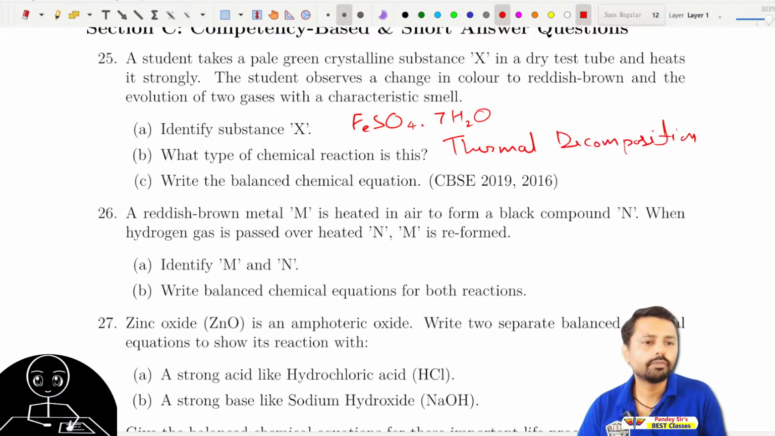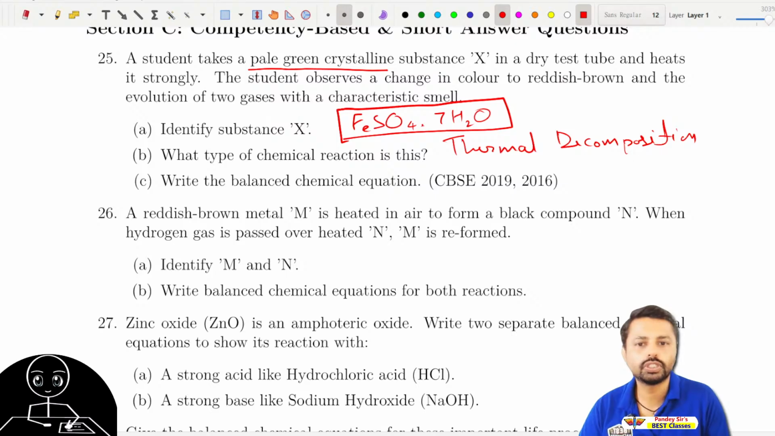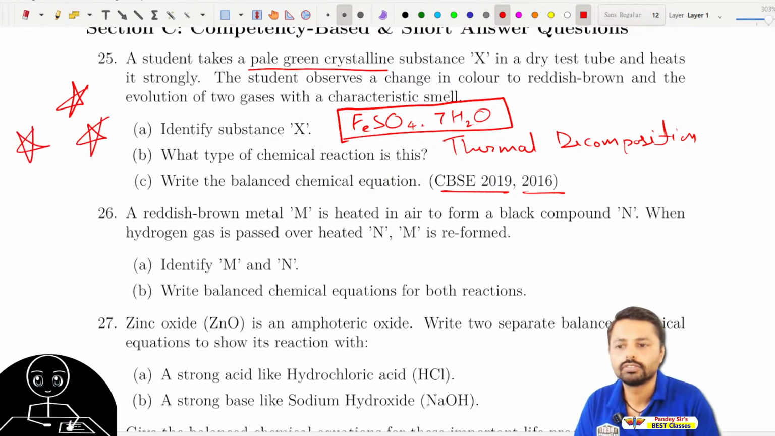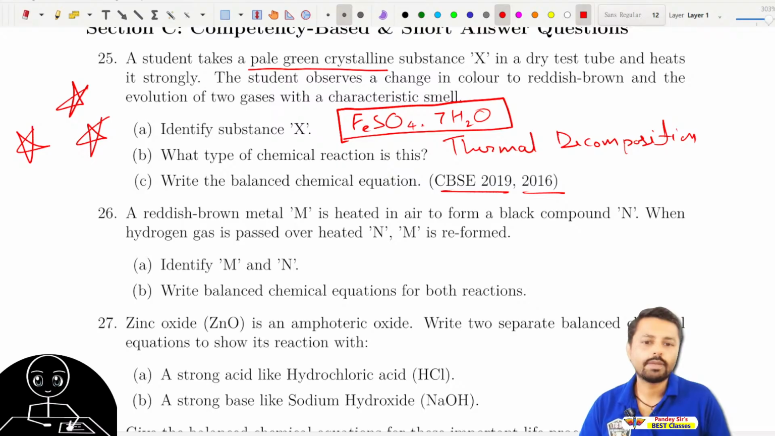Now one thing to keep in mind: this green crystal is FeSO4 hydrated, with 7H2O. This is asked in the exam multiple times. See here, 2019, 2016. So you must practice this one. Very, very important. So many stars. This one is required. What type of chemical reaction? Thermal decomposition. Write the balanced chemical equation.